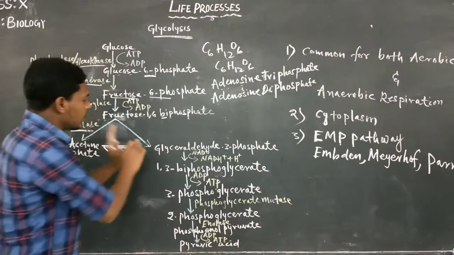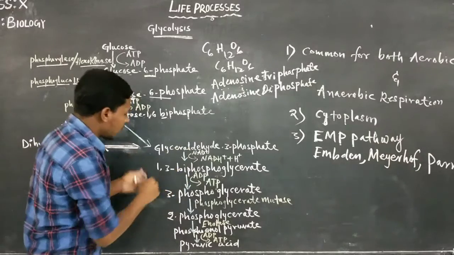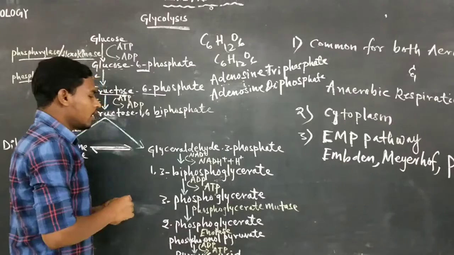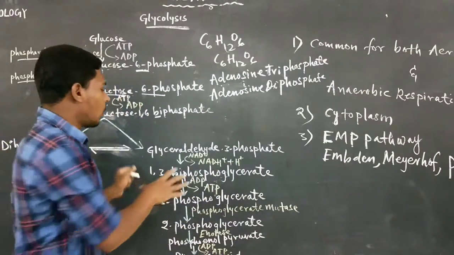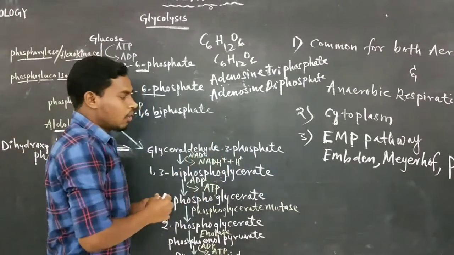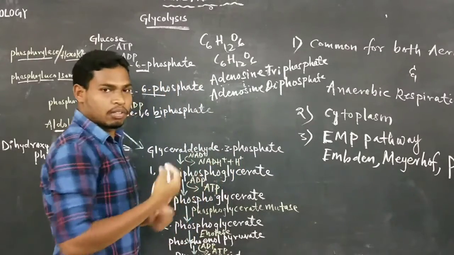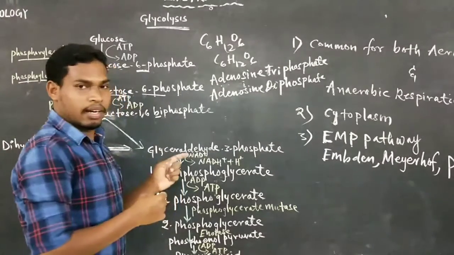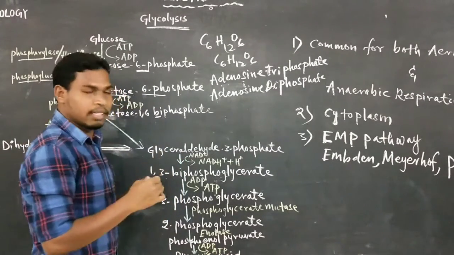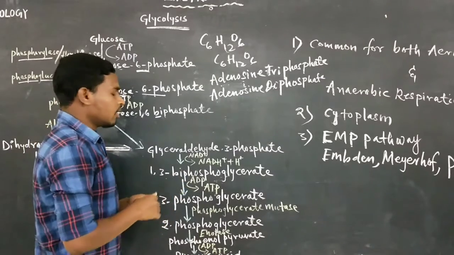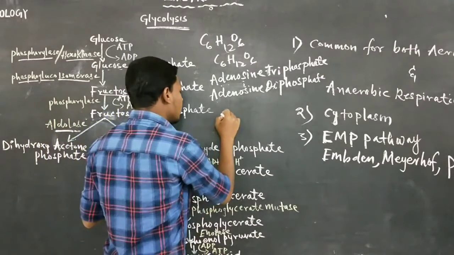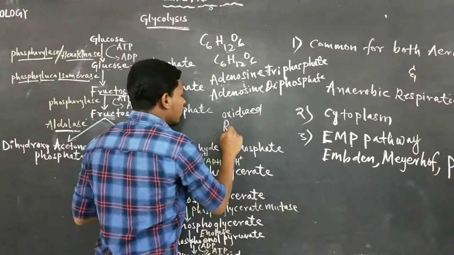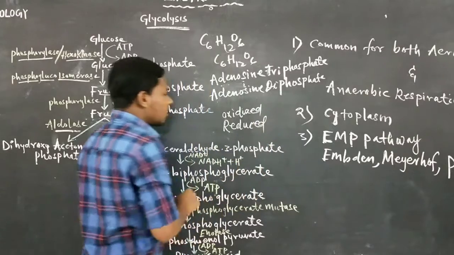Now glyceraldehyde 3-phosphate gets converted into 1,3-bisphosphoglycerate. And this is a redox reaction or oxidation reaction. This conversion is an oxidation reaction. If something has to get oxidized, it should lose something, right? In an oxidation reaction we know that if something is oxidized, something should be reduced.